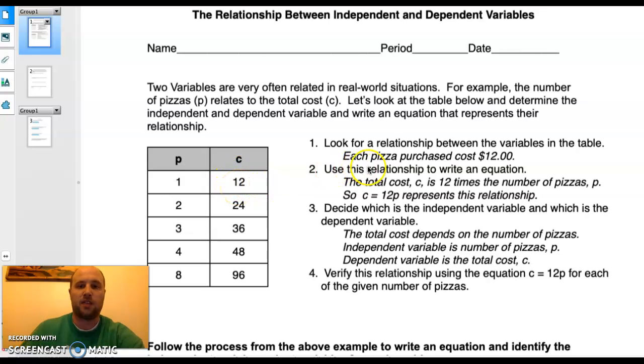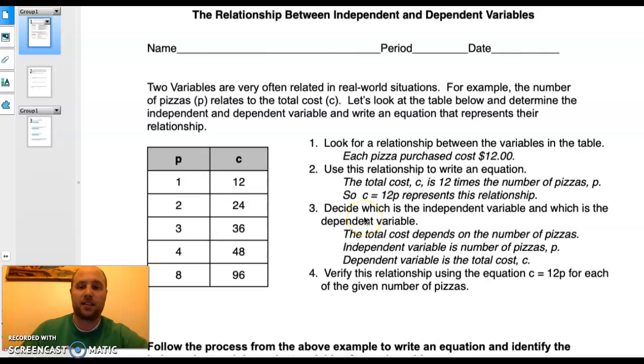It says use the relationship to write an equation. So the total cost C is 12 times the number of pizzas. Our equation would be cost, which is right here, is equal to, or depends on, 12 times however many pizzas. Remember, this is our constant, and in this case, this is our coefficient. This is the number we know because for one, this is 12. And remember, that's a unit rate, and that's what we want to try to find. We always like our unit rates.